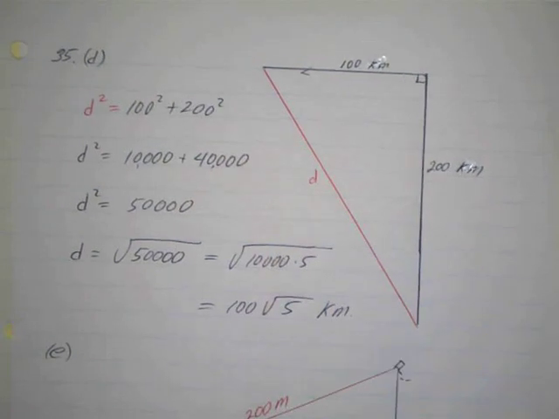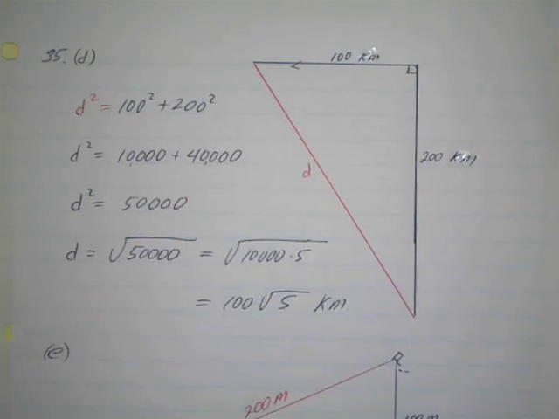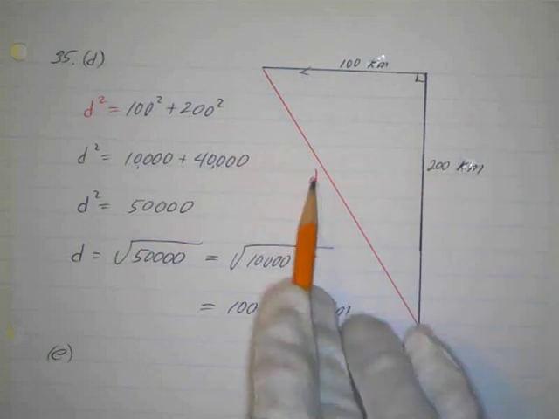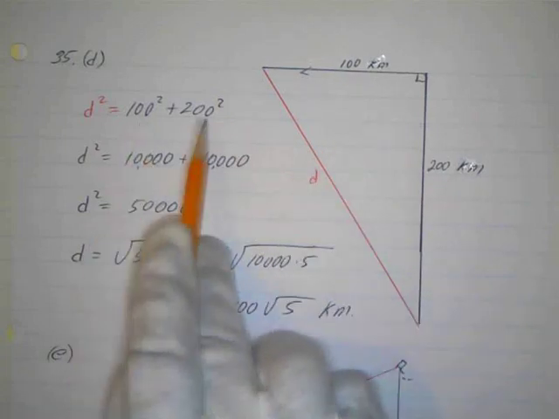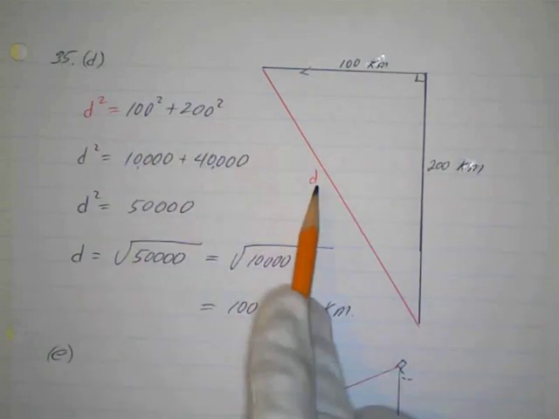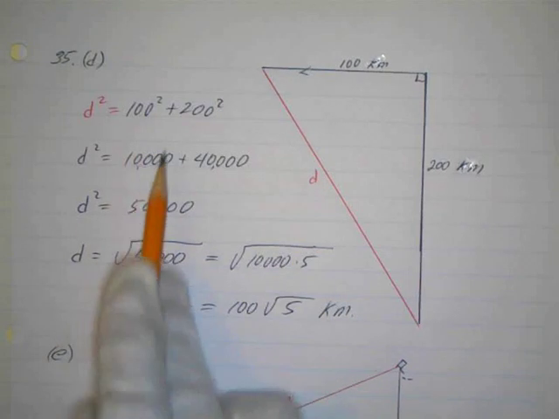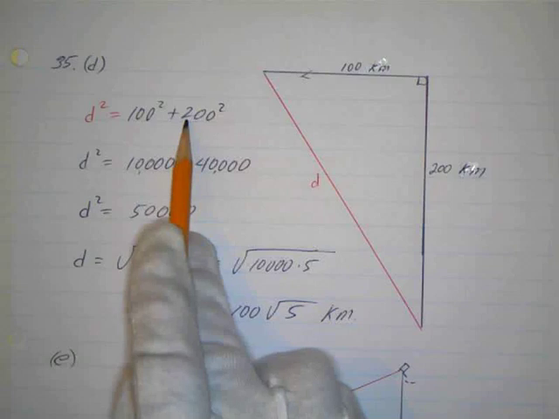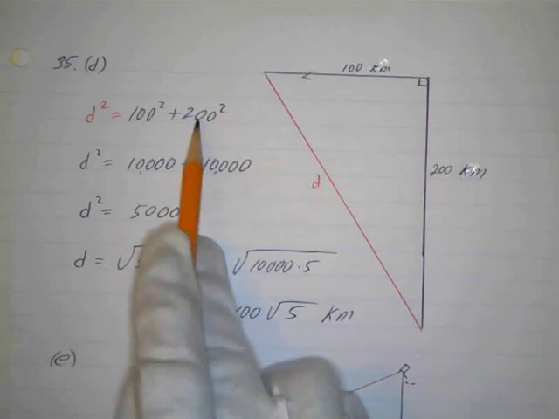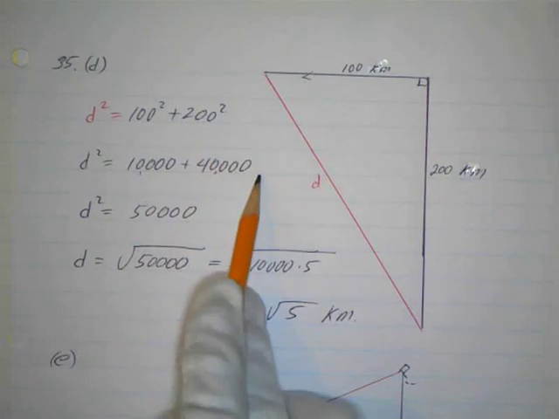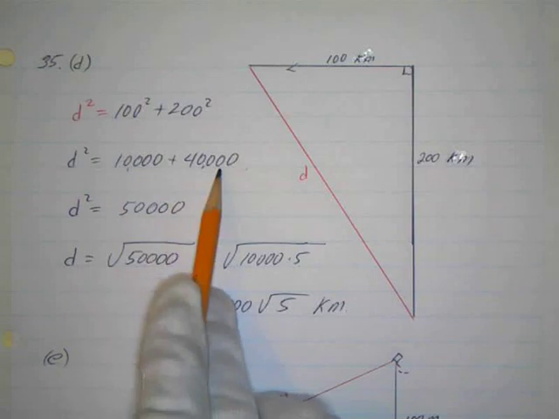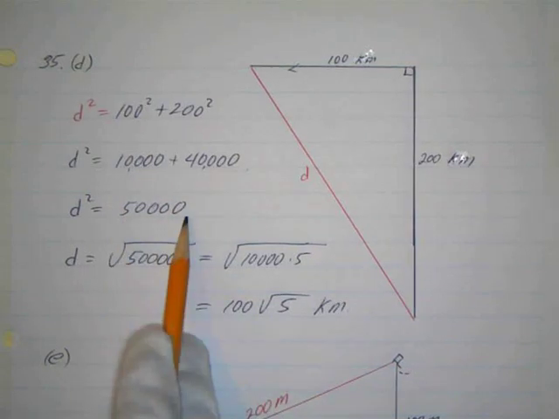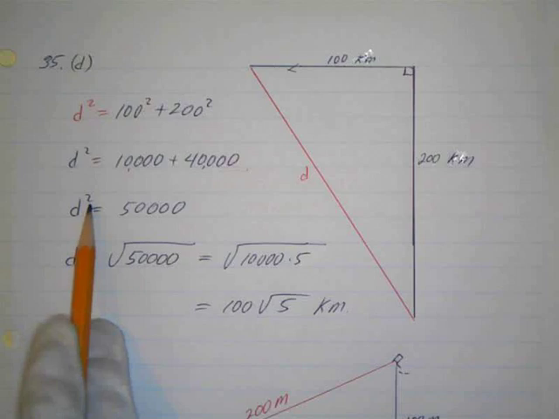So now we just have a simple Pythagorean theorem. A squared plus b squared equals c squared. In this case, 100 squared plus 200 squared equals d squared. So 100 squared is 10,000. 200 squared is 4, followed by 4 zeros, just double the number of zeros when you square it. And 10,000 plus 40,000 is 50,000. So, and then that's what d squared equals.